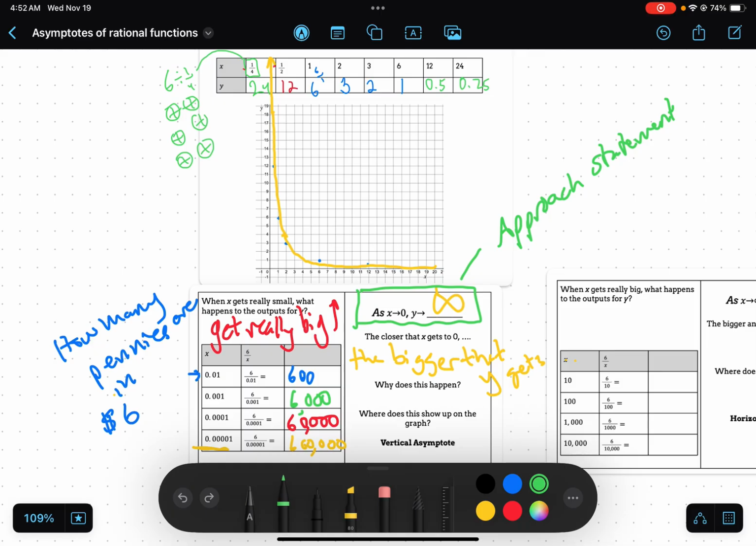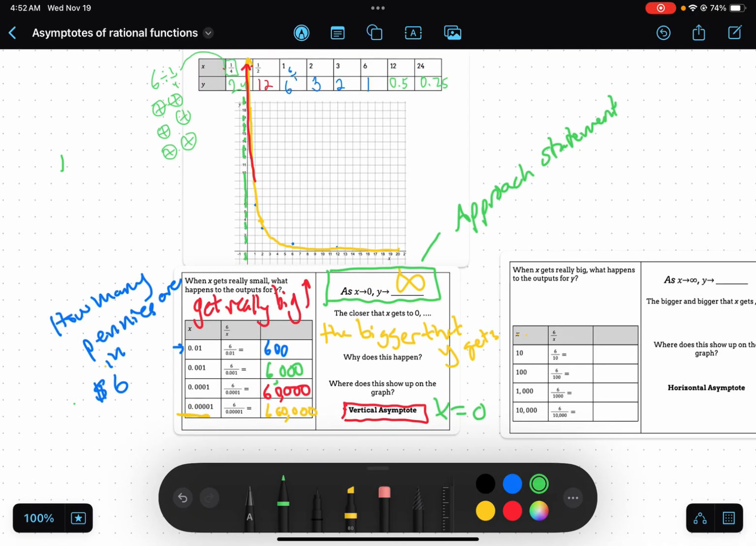Okay, now here's the key vocabulary. Where does the graph show this? This is called the vertical asymptote. This is where the graph just shoots straight up to infinity. So the vertical asymptote is this line right here. In this case, it's the y-axis. It's the line where x equals 0. So we're going to write that down and understand it better later. But the vertical asymptote of this graph is x equals 0. We can't plug in 0 for x, but when we get really, really close to 0, our outputs get really, really big. So that's the vertical asymptote.